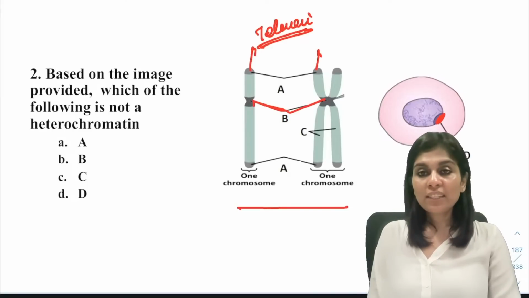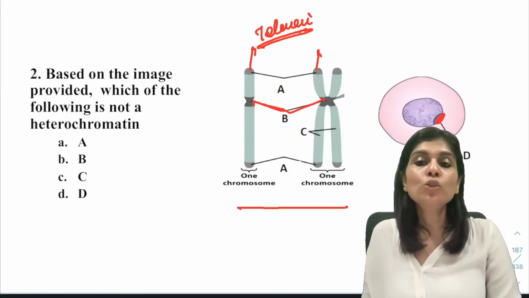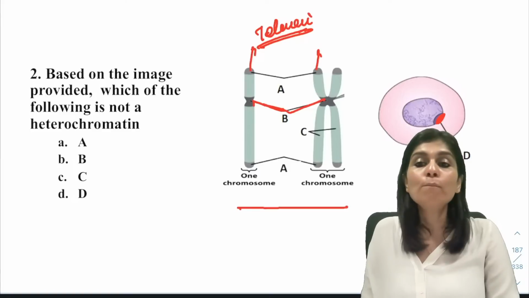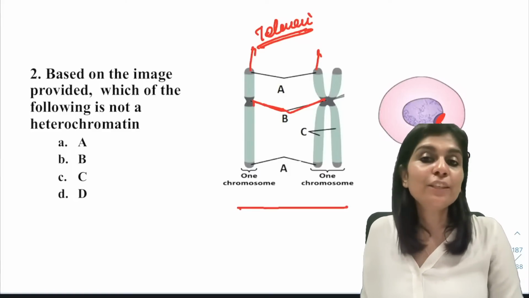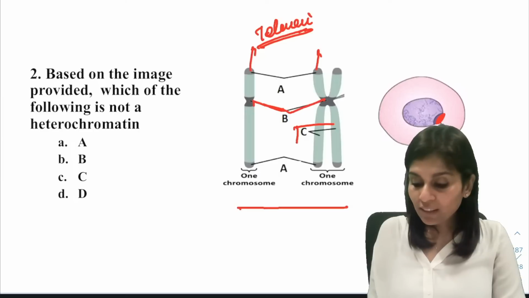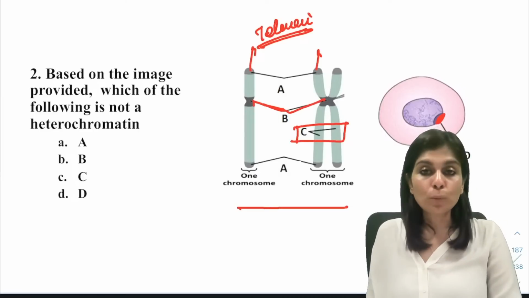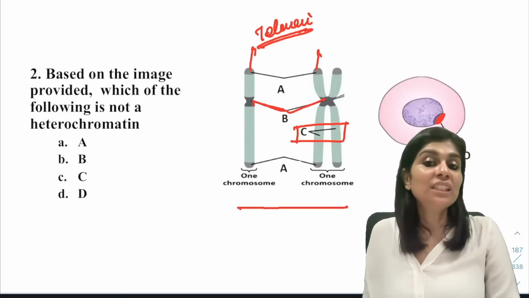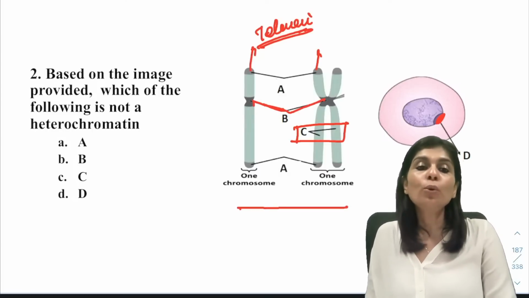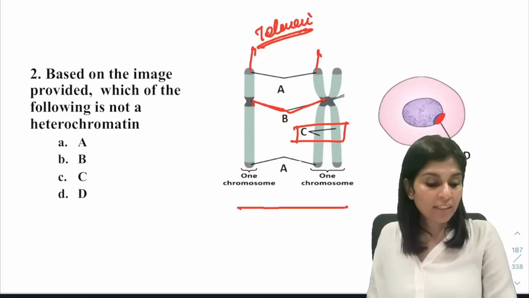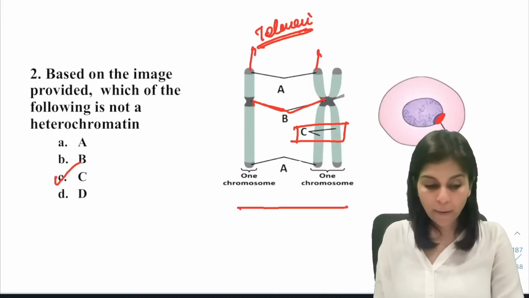What is D? Do you see that here? D is present within the somatic cells of females, that is the Barr body. That is facultative heterochromatin. Whereas what is C? C is the arms of the chromosome. Arms of the chromosome will have genes, and these genes have to be the euchromatin part. Okay, so the answer here is C.